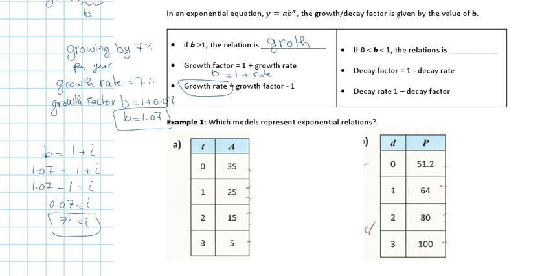Right? So remember that your growth rate is I and your growth factor is B. Does that make sense? It won't make sense unless you understand the difference between growth factor and growth rate, the difference between the words and the letters.